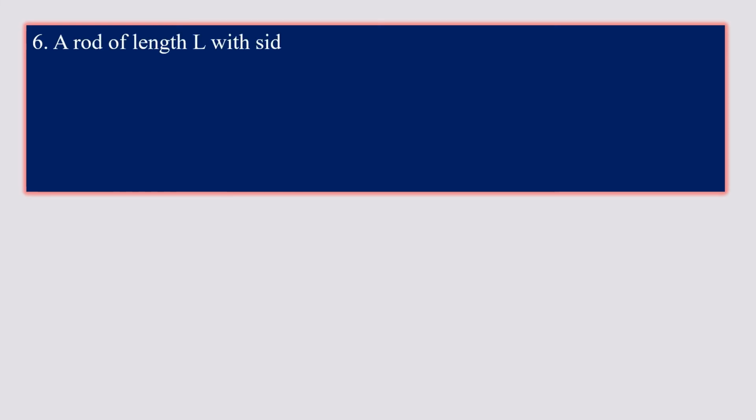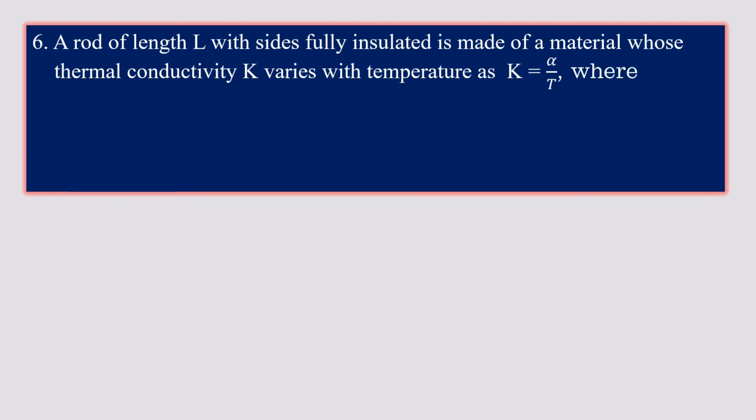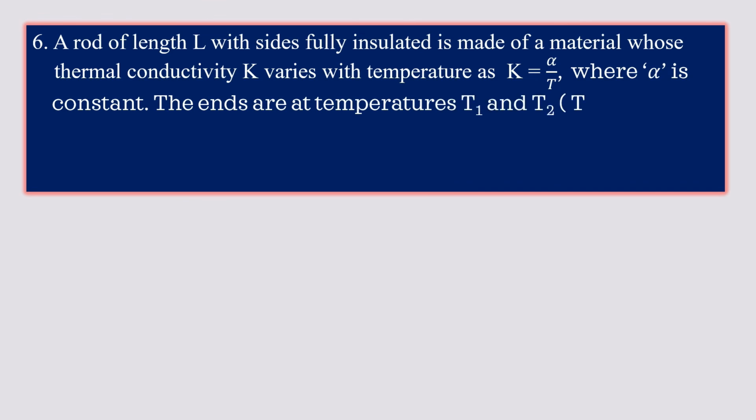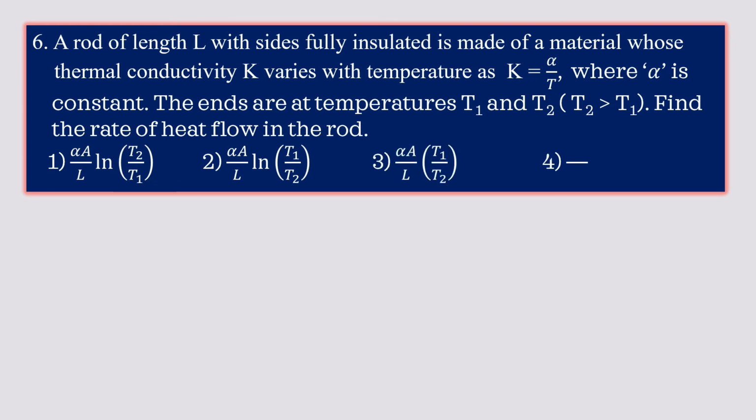Next one. A rod of length L with sides fully insulated is made of a material whose thermal conductivity K varies with temperature as K is equal to alpha by T, where alpha is constant. The ends are at temperatures T1 and T2, T2 is greater than T1. Find the rate of heat flow in the rod. In this question, we have to calculate the rate of heat flow in the rod. Now, let us go to the solution.